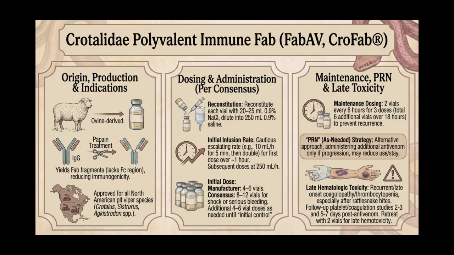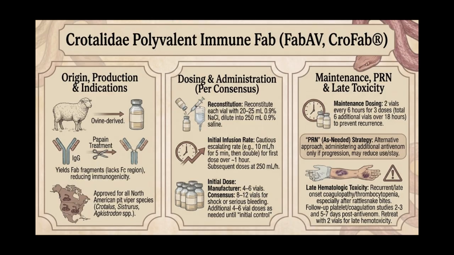CroFab is supplied as a lyophilized powder that requires reconstitution before use. Each vial should be reconstituted with 20 to 25 milliliters of a 0.9% sodium chloride solution, or until the vial is filled. The vial should be gently hand-rolled for approximately 1 minute to ensure the solution dissolves completely and to minimize foaming. Once reconstituted, the antivenom should be further diluted into a final volume of 250 milliliters of 0.9% saline.